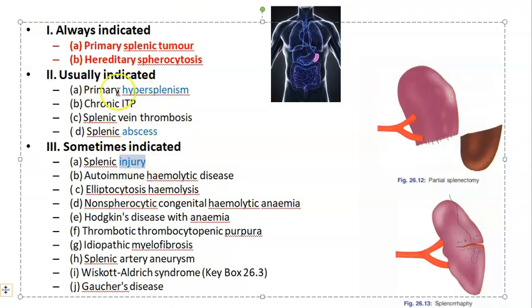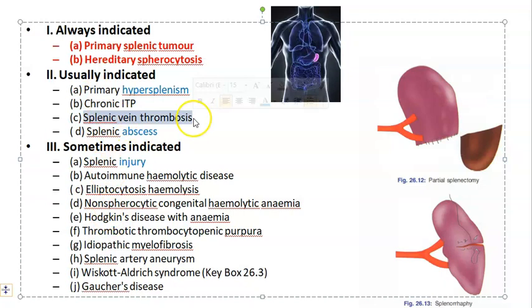Okay. Then idiopathic thrombocytopenic purpura. Thrombocytopenic means what? Not enough platelets. Platelets are getting destroyed by the spleen. They'll remove the spleen. Very good. Then all these are only partial, sometimes indicated. So don't worry so much. Okay, we'll just tell you here and there. This much we understood, right?